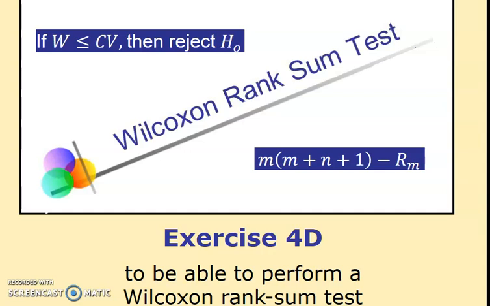Okay, this is exercise 4D. This is for further maths, and this builds on what we were doing in class. I think everyone was there apart from Austin. So hopefully we know what we're going to be doing. This is called the Wilcoxon rank sum test.